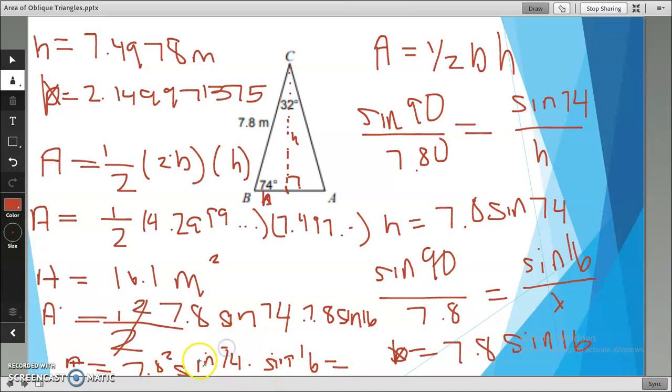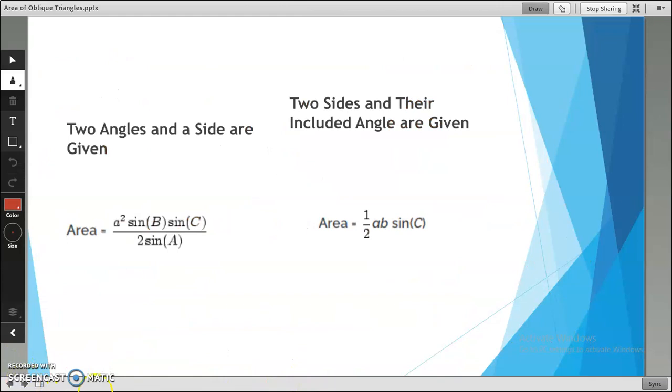I'm running out of time, sine of 32 over 16 times 7.8 squared. And our 7.8 squared is cancelled out, and these two values are equal to each other. I'm sorry I couldn't go into better detail.